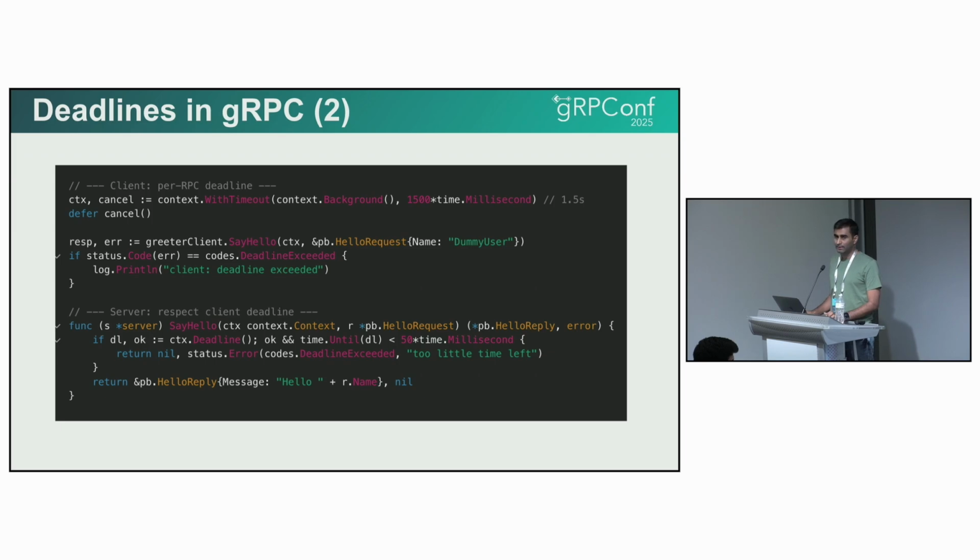So this will prevent resources from getting wasted. It will keep the system stable. So deadline in this case also enforces predictability. It gives us a consistent way to budget our whole time that we have across the services. It also has impact on retries, which we'll see next.